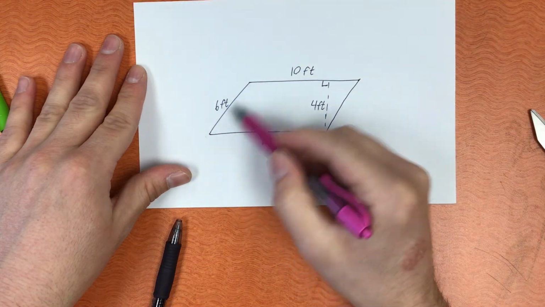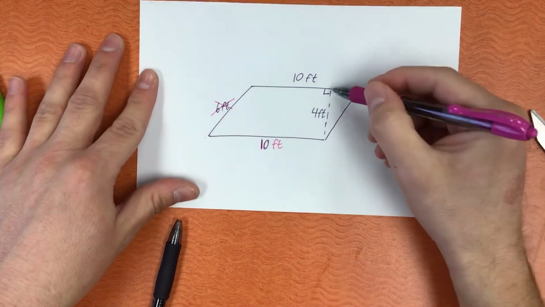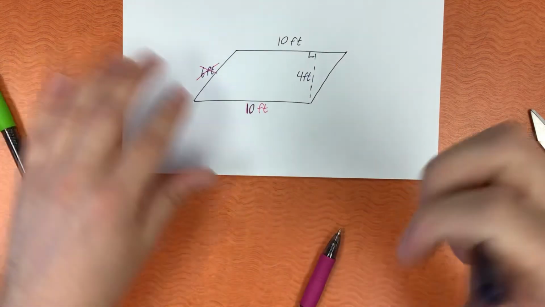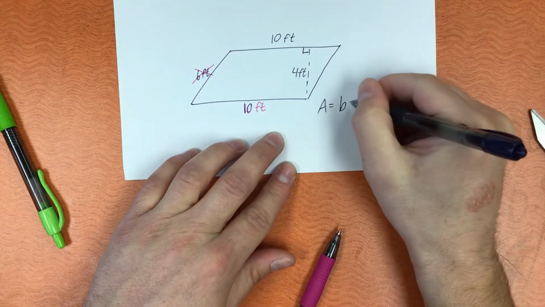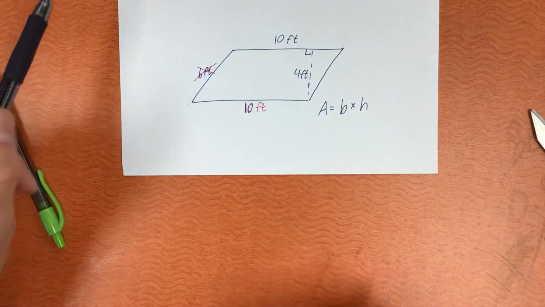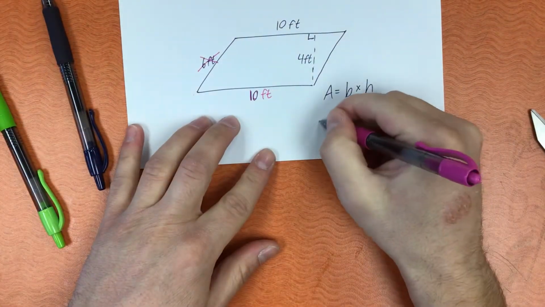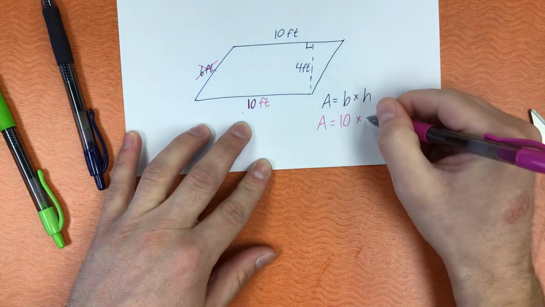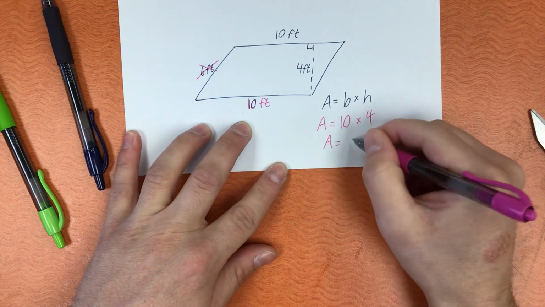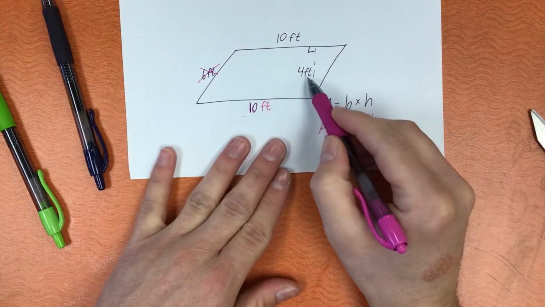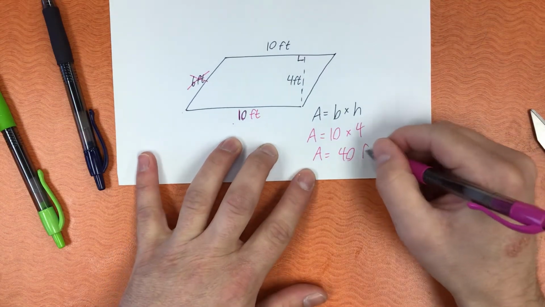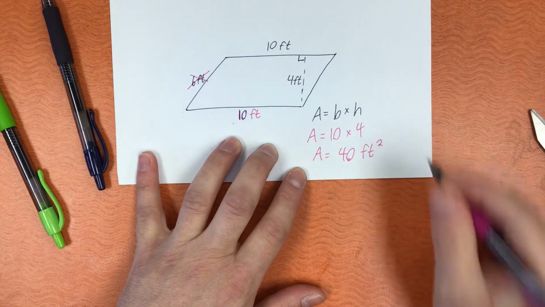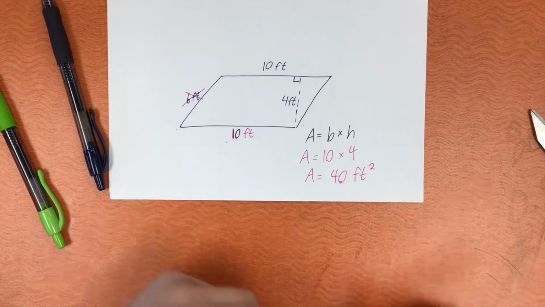Well, I know that I don't want this crooked line here, so I'm going to cross that one out, because that right there, my height with my 90-degree angle, that's the number I want. So if I say my area equals my base times my height, then my area is going to be base 10 times my height, 4. So the area equals 40. Okay, what units are they? This says it's in feet. And it's area, so it always has to be squared. Area equals 40 feet squared. Okay, or 40 square feet.